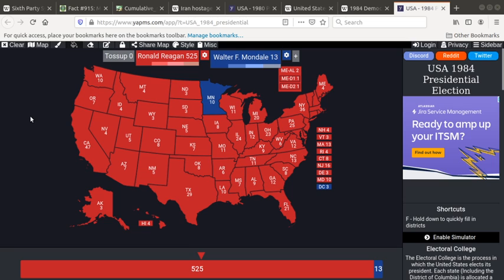Reagan was a fairly popular president, and he managed to beat Walter Mondale in 1984 by a huge landslide, the biggest landslide in the history of the United States, electorally wise.